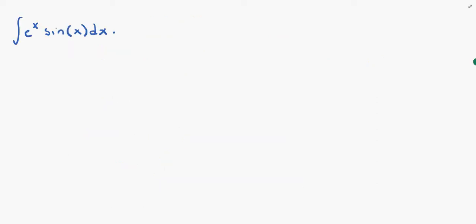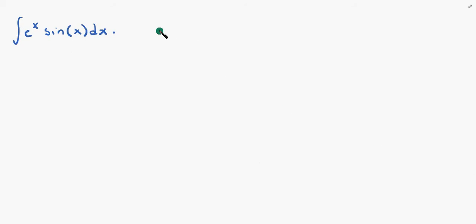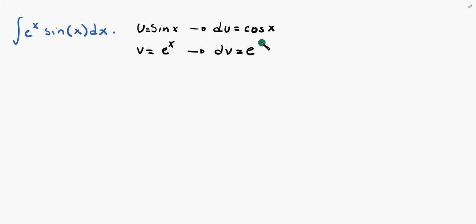So in this example here, the integral of e^x sin x dx, we will use this formula. But first of all, we need to change variables. So first we will let u be the sine of x. Okay, this means that its derivative will be the cosine of x, right? And v will be the exponential of x, and the derivative dv equals also the exponential of x.